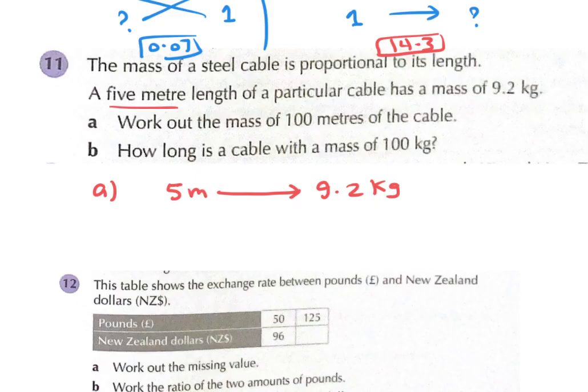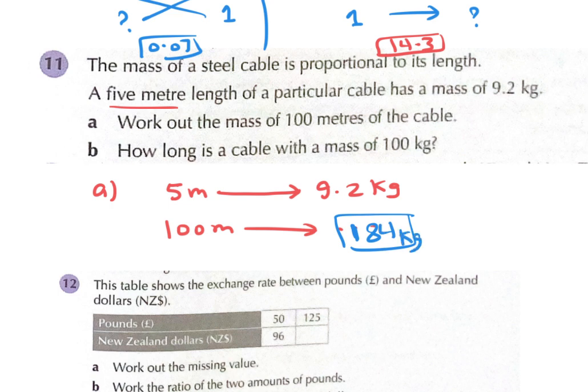So for number 11, if you increase the number of meters, the mass will increase. So this is direct proportion. Now 5 meters has a mass of 9.2 kg. Work out the mass of 100 meters. So this 100 meters: 9.2 times 100 divide 5 equals 184. Yeah.